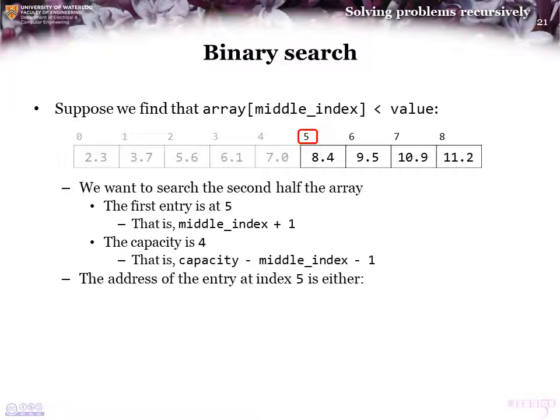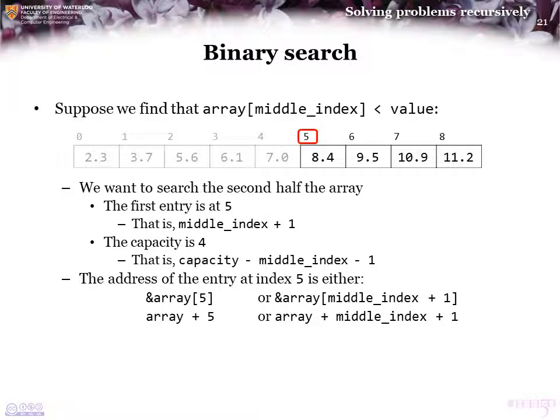Now, what is the address of the entry at index 5? Well, we can calculate this one of two ways. So we can ask, what is the address of the array entry 5? Alternatively, of course, we should more generally ask, what is the address of array entry middle index plus 1? Because after all, we want to know what is the address of the entry immediately following the middle index.